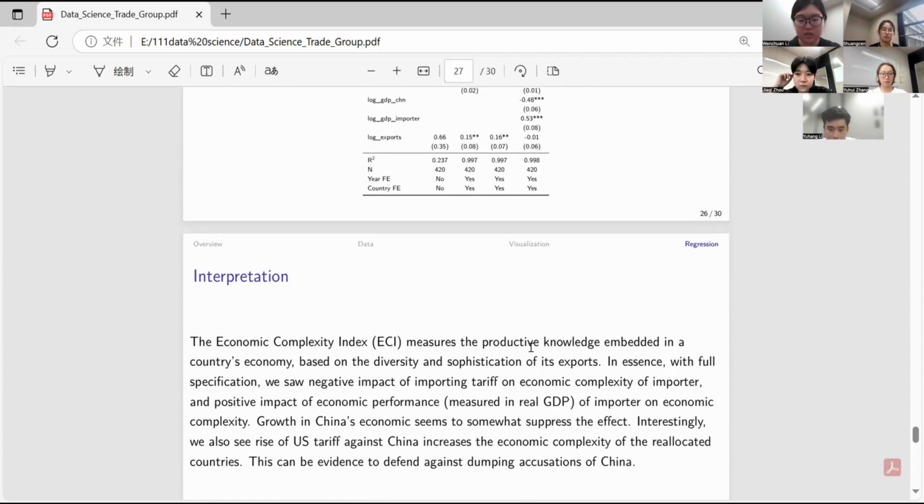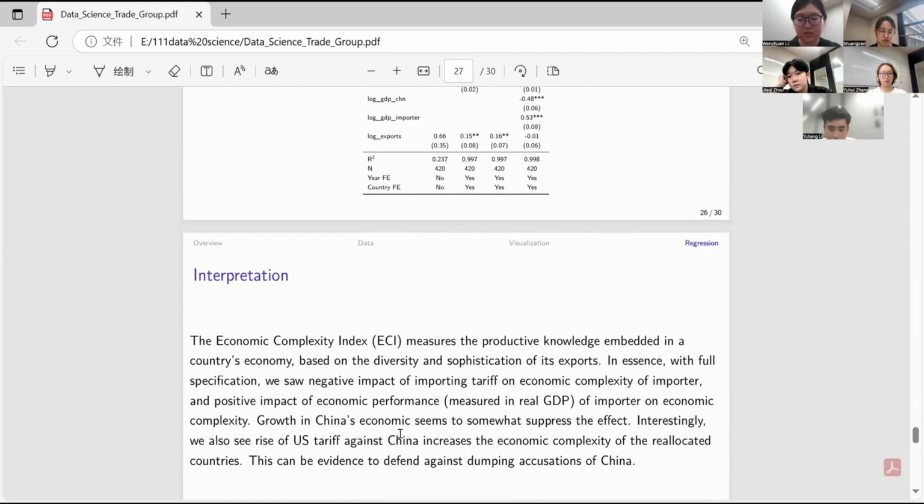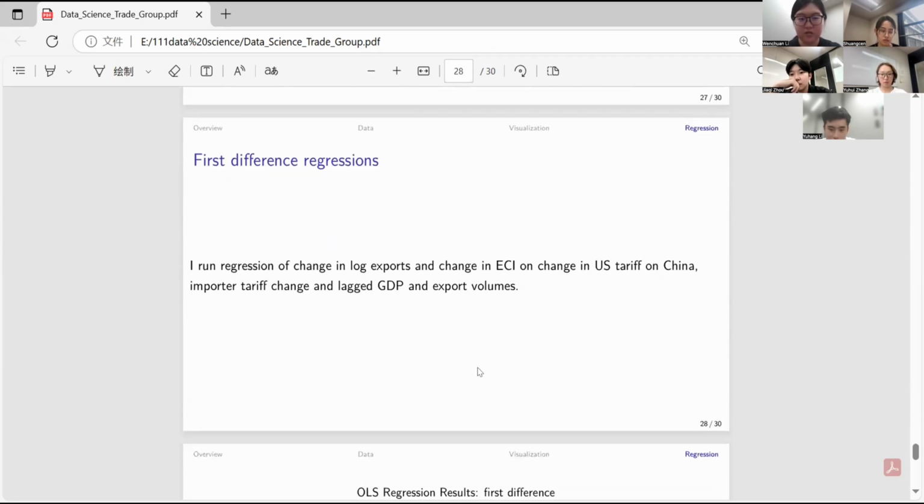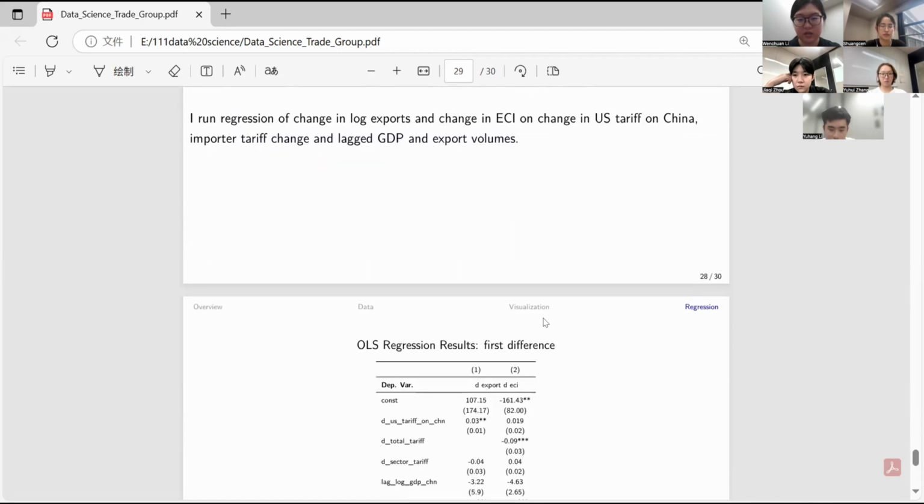What is interesting is that the US tariff on China increased the economic complexity of the reallocated importers. So this can be evidence to defend against the dumping accusation of China. And finally, we do the first difference regression. We run the regression of change in log exports and change in the index on change in US tariff on China, importer tariff change, and lagged GDP and export volumes.